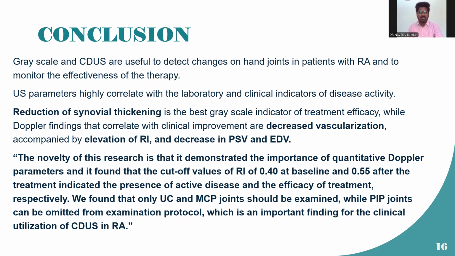The novelty of this research is that it demonstrated the importance of quantitative Doppler parameters, and it found that cutoff values of RI of 0.4 at baseline and 0.55 after the treatment indicated the presence of active disease and the efficacy of treatment respectively. We found that only ulnocarpal joint and metacarpophalangeal joints should be examined, while proximal interphalangeal joints can be omitted from the examination protocol, which is an important finding for the clinical utilization of color Doppler ultrasound in rheumatoid arthritis. Thank you.